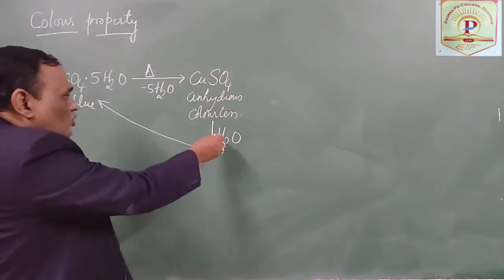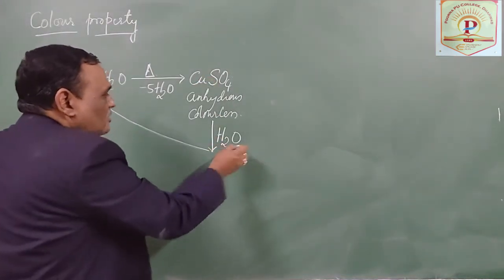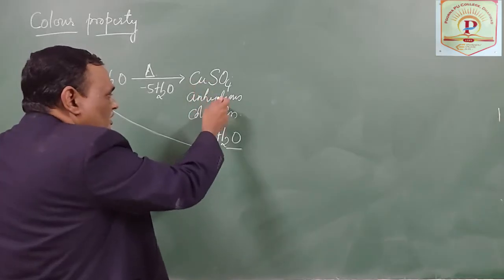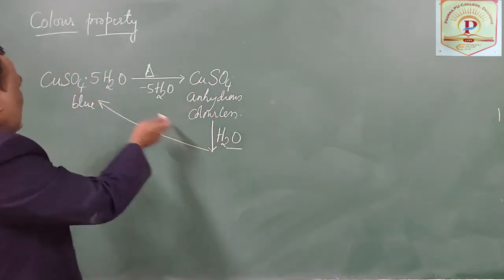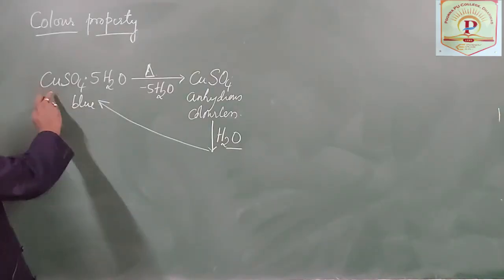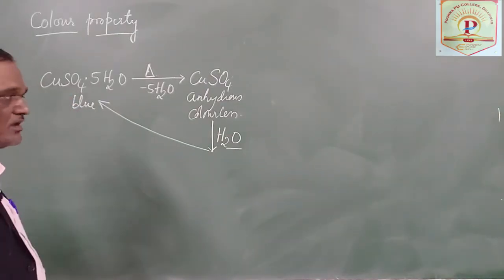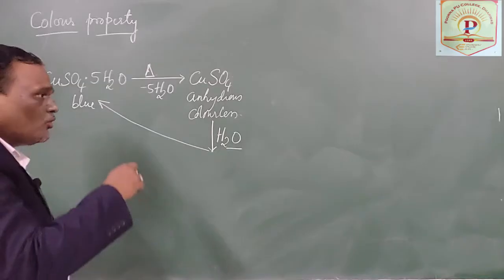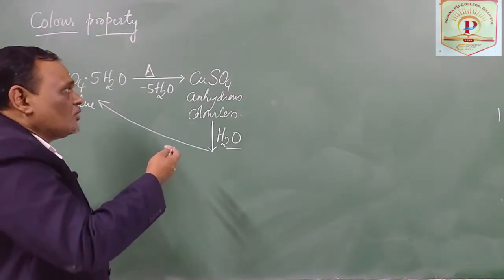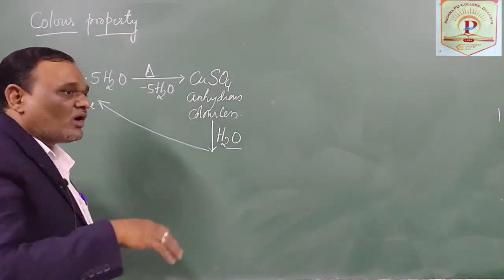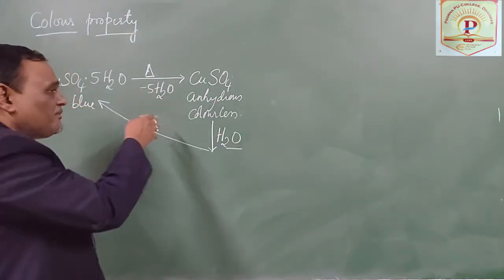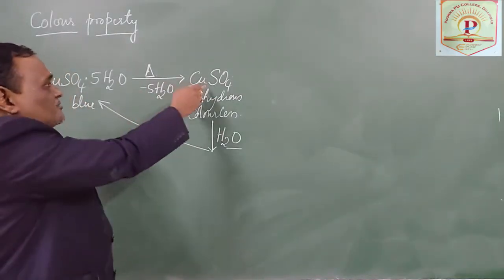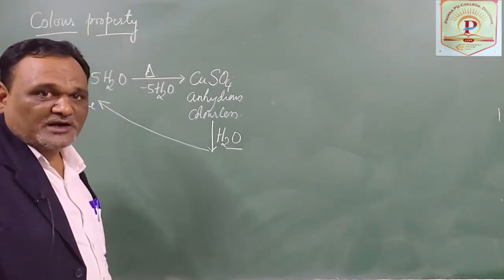So these are two colorless compounds. Water is also colorless. Anhydrous copper sulfate is also colorless. When we mix these two colorless compounds, we get the blue color back, that is the copper sulfate pentahydrate. Now we have to explain whether copper sulfate or water is responsible for the color property. Through the experiment, you can say water is responsible for the color property of copper sulfate.